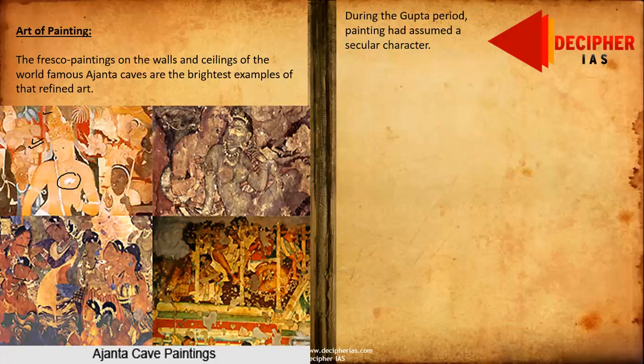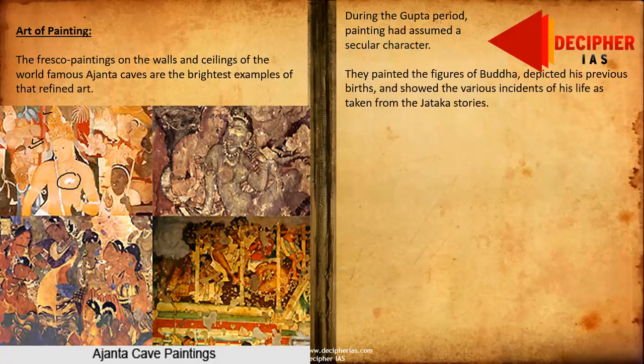The artists were inspired by great ideas to draw their pictures in a superb way. They used bright colors. They adopted spiritual themes as well as secular themes as the subject matter of their drawing. The scenes of their paintings looked most natural and the figures most lifelike. They painted the figures of Buddha, depicted his previous births, and showed the incidents of his life as taken from the Jataka stories. They also worked out other themes to represent the realities of life and its existence.